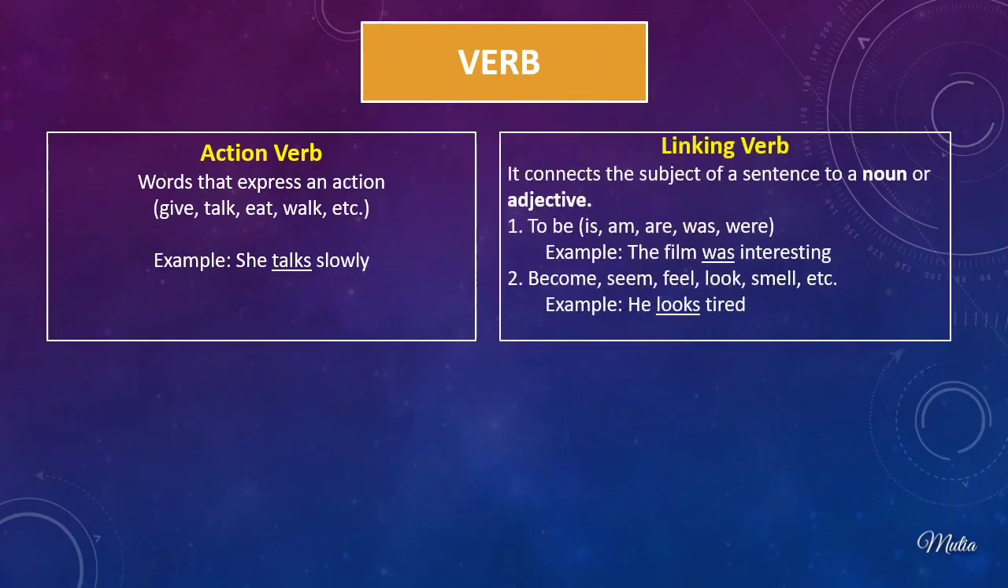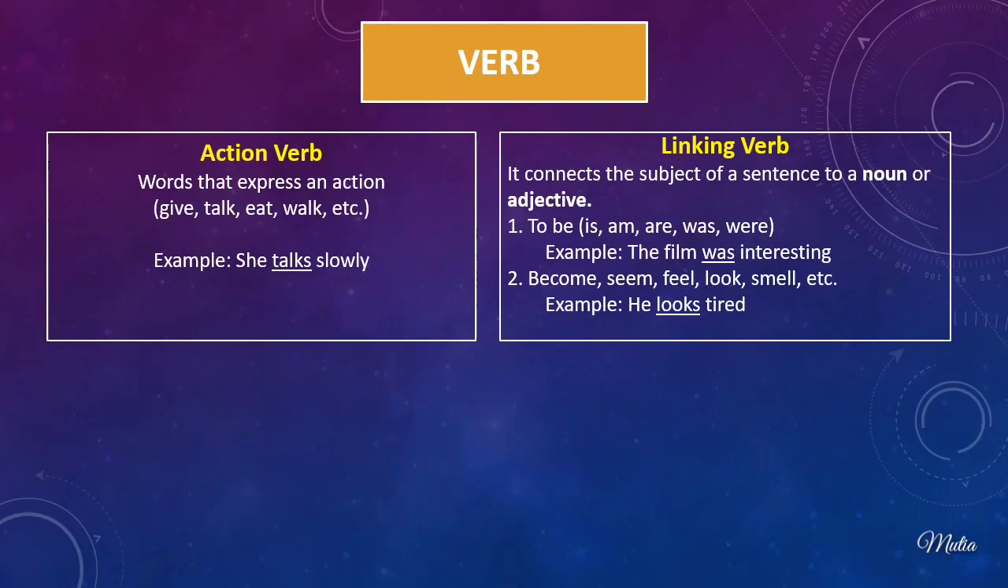The second is linking verb. Linking verb connects the subject of a sentence to a noun or adjective. There are two kinds of linking verb. The first is to be, is, am, or was, were. The sample sentence is, the film was interesting. In this sentence, the subject is the film, and the verb is the word was.